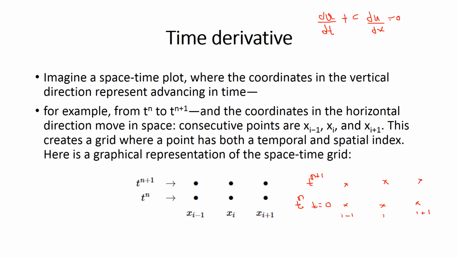For example, if we are finding velocity, then at this point I can write u I n plus 1. I can write this as u I minus 1 and n plus 1. Similarly, I can write this as, say, u I and time is n. So this is how you show the difference between the time and the space. Time is always given the superscript, space is always given the subscript.